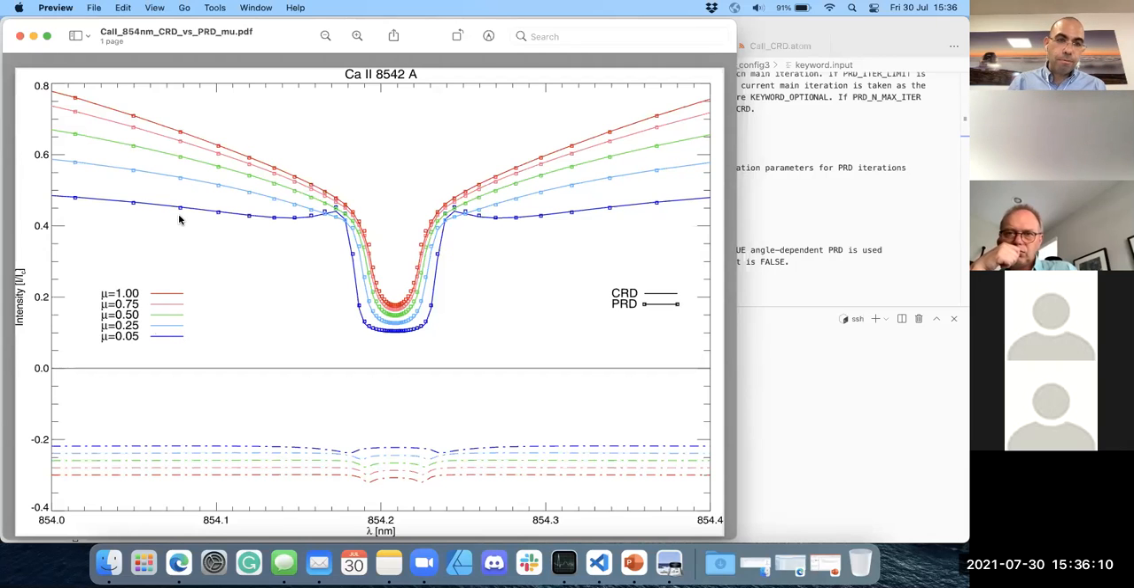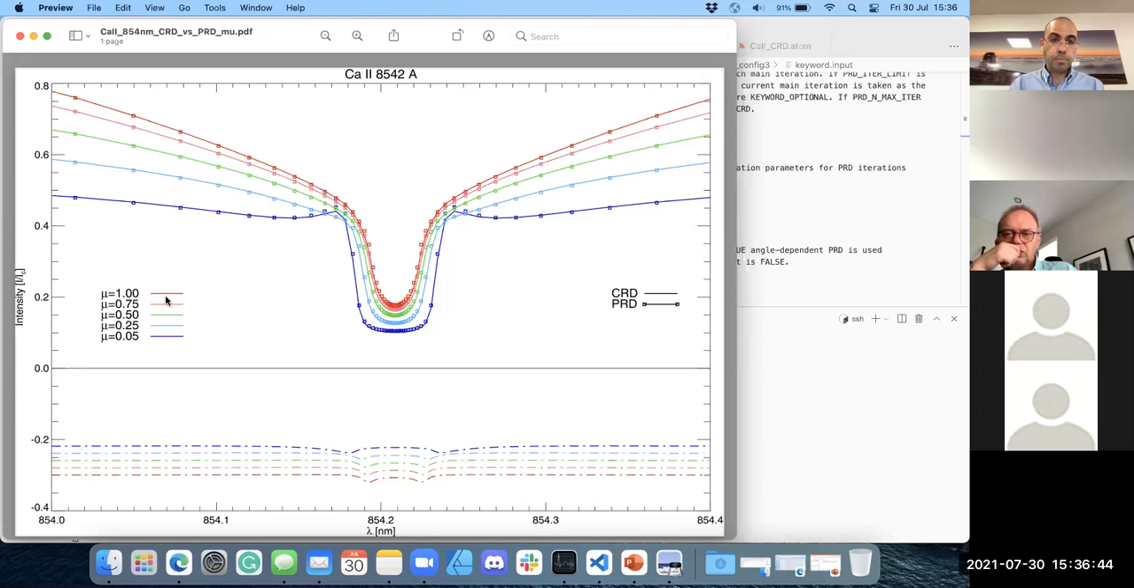And then we have squares and solid. So solid is the CRD computation, the first one we did, and squares correspond to PRD. Colors to the red are larger heliocentric angles, and colors to the blue are close to the limb, so lower heliocentric angle. Okay, and then here I added as an offset the difference between CRD and PRD for each heliocentric angle.